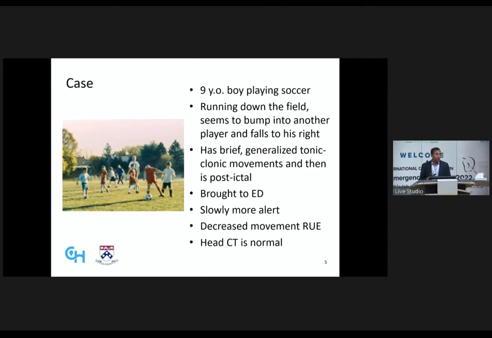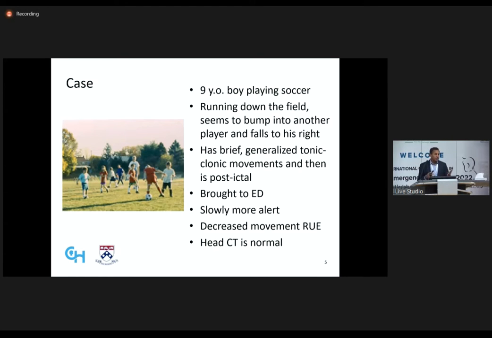So just as an exemplar of what might present as stroke, consider this case. This was a case that I was involved with, not directly, thankfully. A 9-year-old boy who was playing soccer. He was running down the field and seemed to bump into another player and fell down to his right. He had a brief generalized tonic-clonic seizure and then became post-ictal. Brought to the ED. Slowly he got more alert, but it was noticed that he was moving his right arm less than usual.